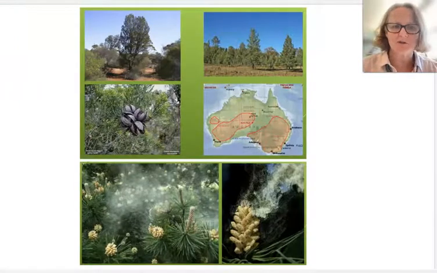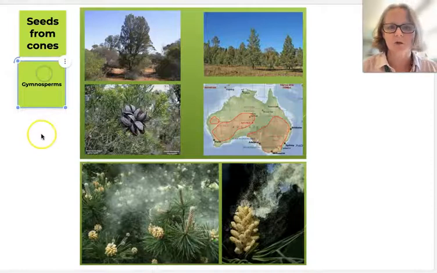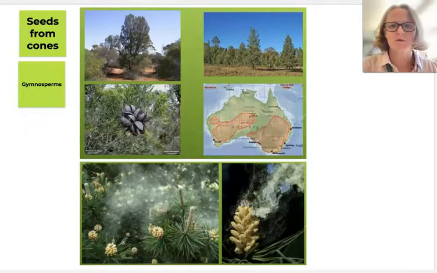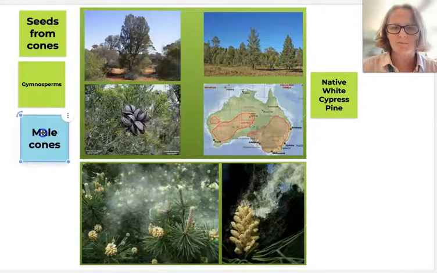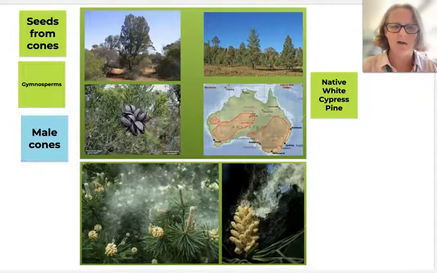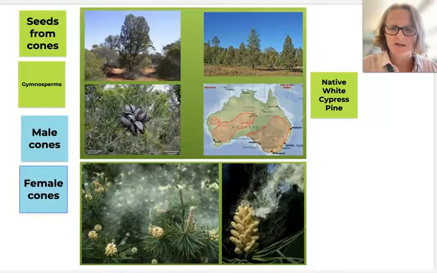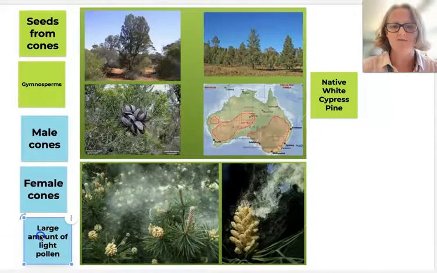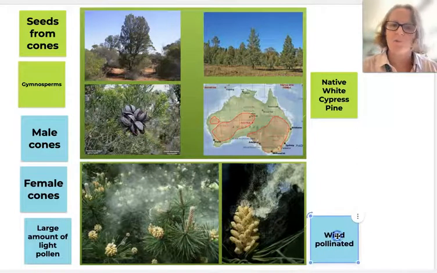Now, here we have a different type of plant. Here we have seeds coming from cones, and the correct word for that is a gymnosperm. And this particular gymnosperm is native to Australia. It's the native white cypress pine, and you can see the distribution of where it's found. There are two different types of cone, male cones that make pollen and female cones which receive the pollen and where the seed will grow. And you can see down in the picture at the bottom pine trees or conifers or gymnosperms releasing pollen. They release a really large amount of light pollen, and that pollen is wind carried from one cone to the other as it's pollinated.